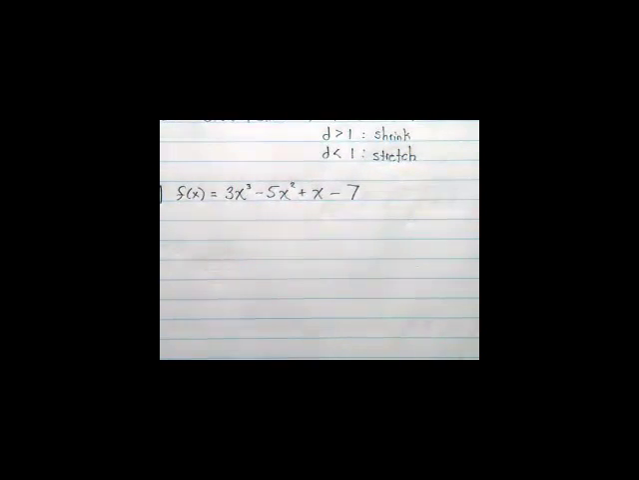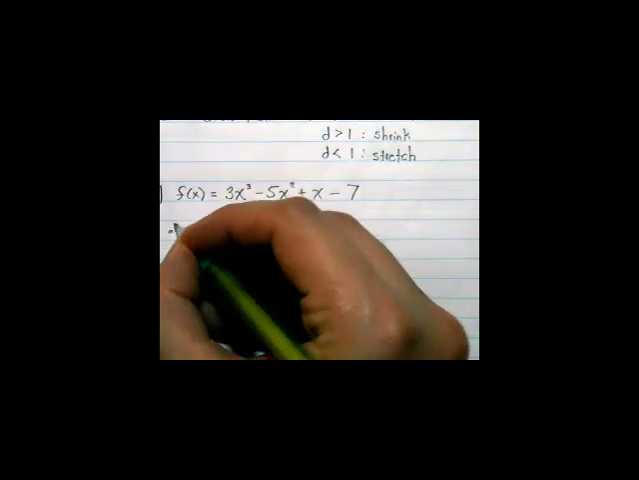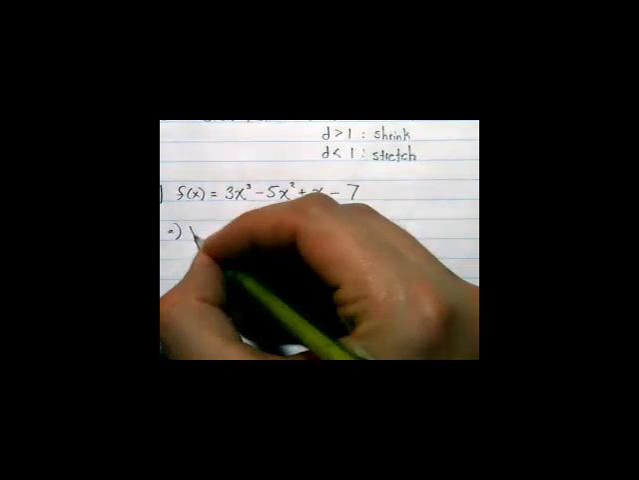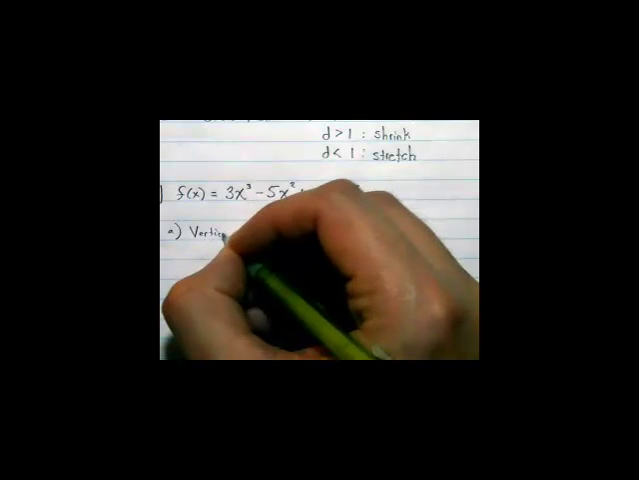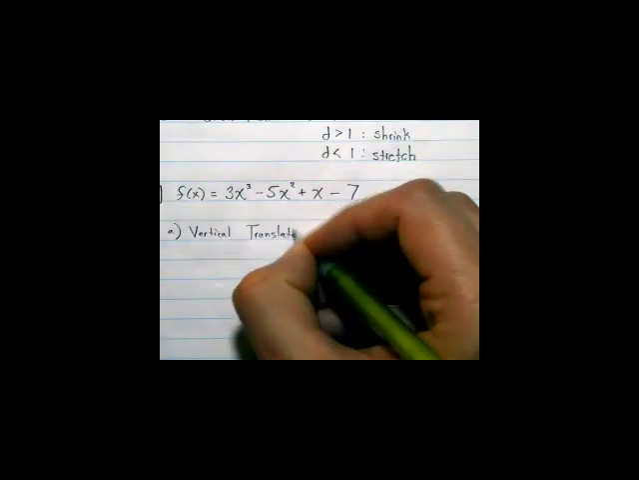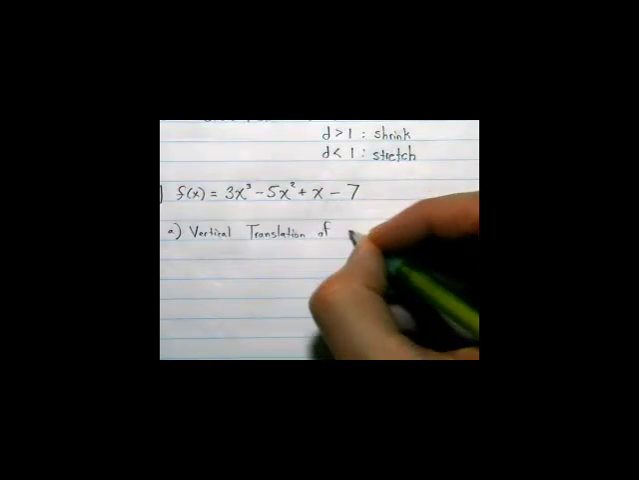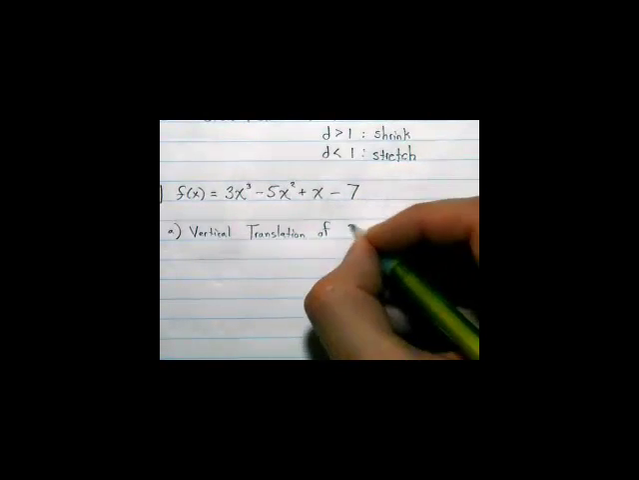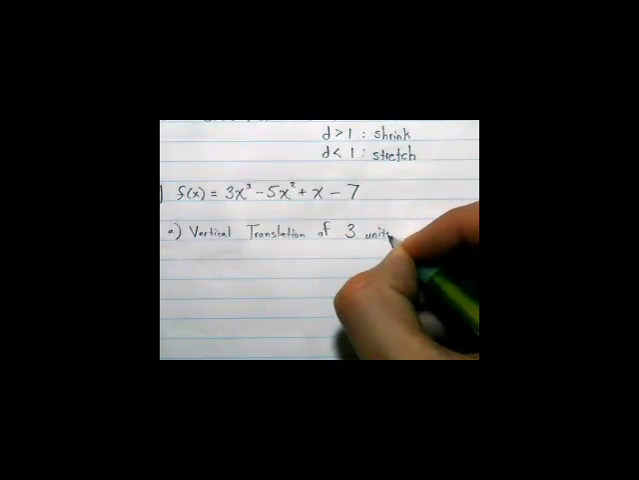All right, so we're going to start with some polynomial. Let's say we've got this cubic, 3x to the third minus 5x squared plus x minus 7. So let's do a vertical translation of 3 units up.